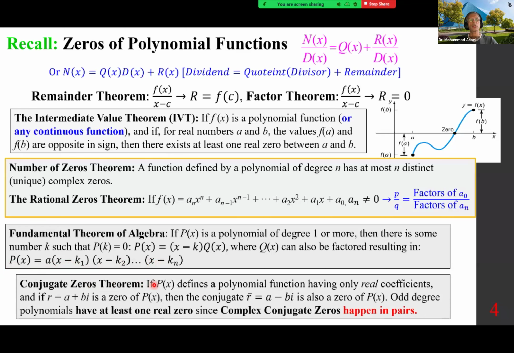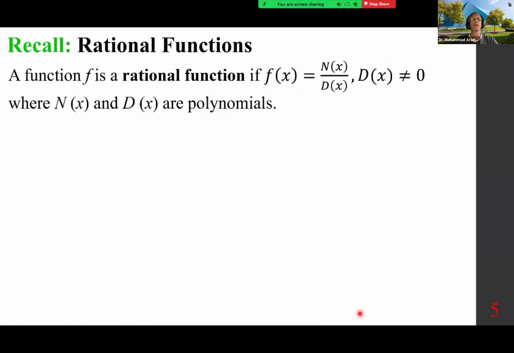The conjugate zero theorem indicates if p of x defines a polynomial function having only real coefficients, and if r equals a plus bi is a 0 of p of x, then its conjugate r bar, a minus bi, is also a 0 of p of x. Therefore, odd degree polynomials have at least one real 0, since complex conjugate zeros happen in pairs. That's the reason.